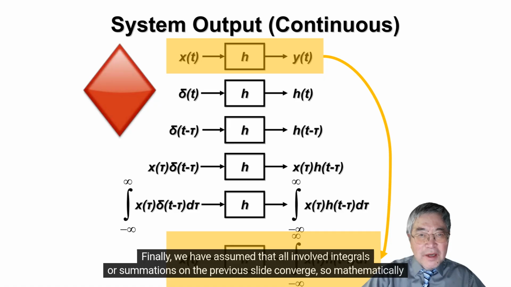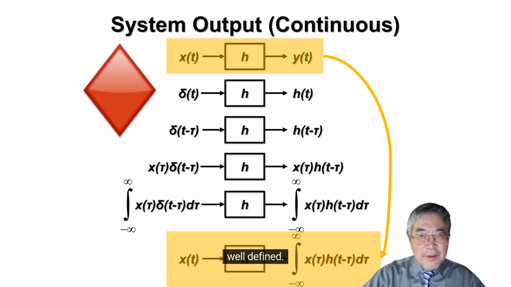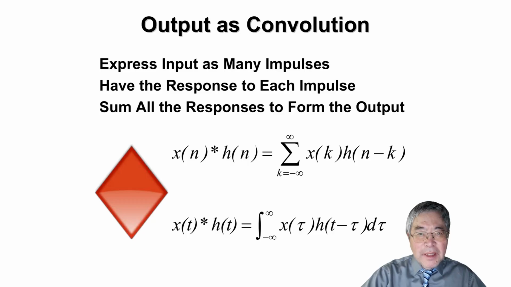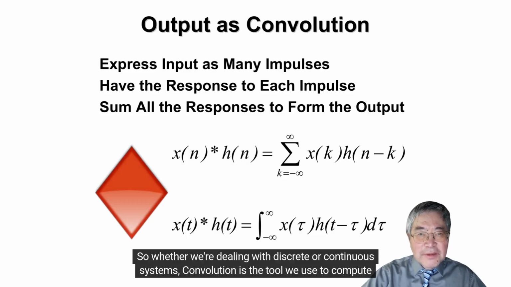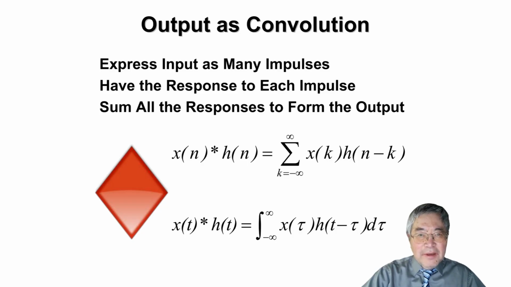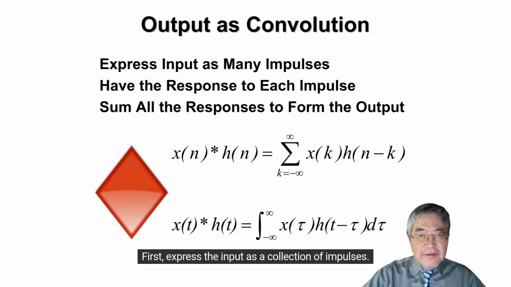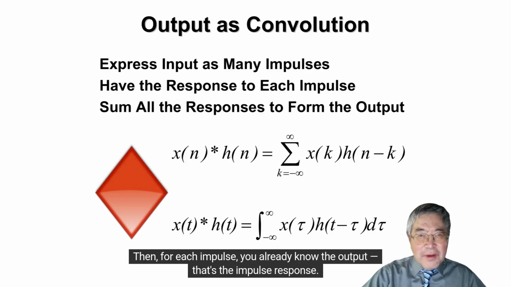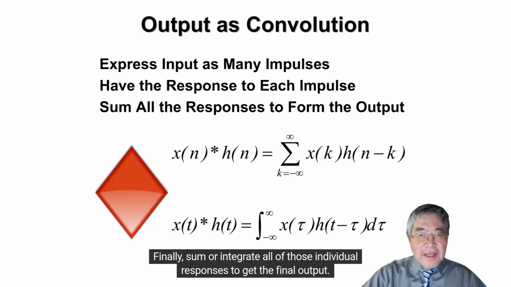Finally, we have assumed that all involved integrals or summations on the previous slide converge, so they are mathematically well defined. So whether we're dealing with discrete or continuous systems, convolution is the tool we use to compute the output. In both cases, the idea is the same. First, express the input as a collection of impulses. Then, for each impulse, you already know the output. That's the impulse response. Finally, sum or integrate all of those individual responses to get the final output.